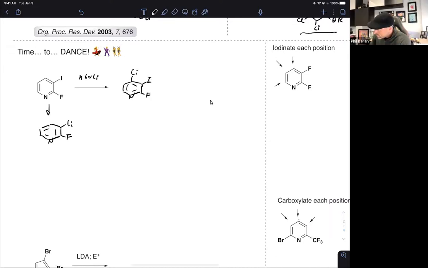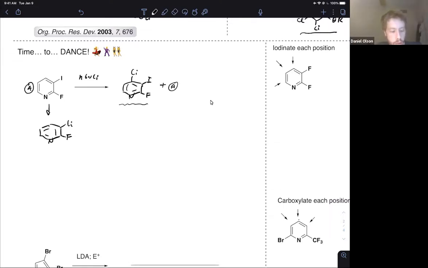Lovely. Now, what can happen next? By analogy to problem of the day number 2 we just talked about, what could happen? This now takes the role of a strong metallated lithium species that can do another halogen metal exchange, can't it? So you would react it with the starting material to form the di-iodo species, as well as the lithiated product at the 3 position. Exactly. So yeah, B.